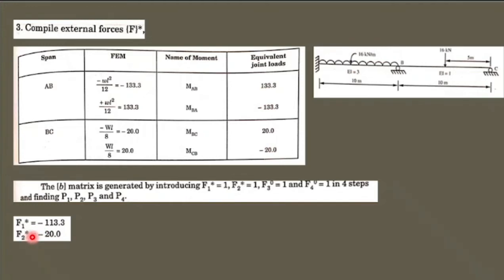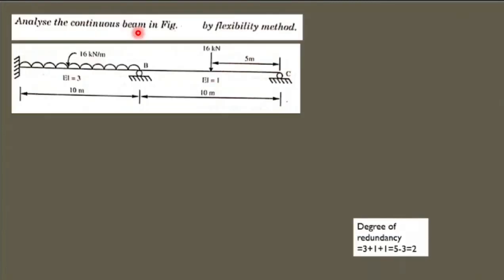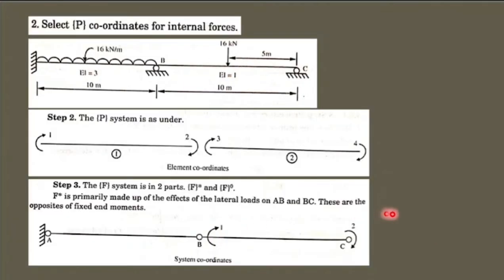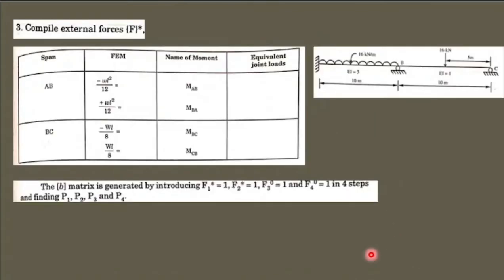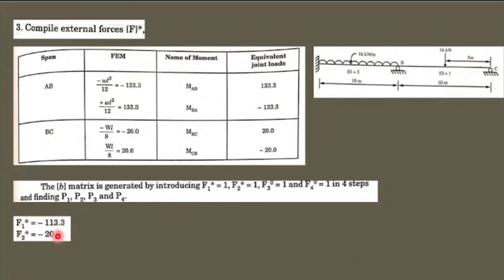Now here you can ask a question, or you might have some doubt. Why we have found out only B to A and C to B? So what about A to B? Why we have not found that? In the sense, see, currently you are finding F star. What is F star? Already you have indicated that. So in the last step you have found out that these two are the F star values. Now what are these values? Minus 113 and minus 20. Okay.